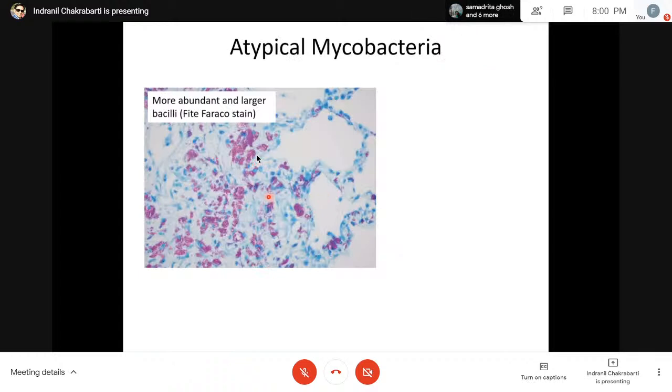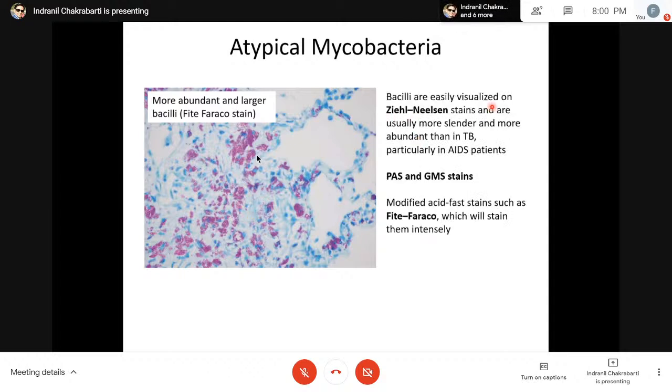So if you do a Fite-Faraco stain, we can get abundant atypical mycobacteria, and usually they are much larger than the typical Mycobacterium tuberculosis. So the atypical ones are much larger and more abundant than the typical mycobacteria. They are easily visualized in the ZN stains and usually more slender and more abundant than in TB, particularly in AIDS patients. We can also do the PAS and GMS stain, and I already mentioned the Fite-Faraco stain.